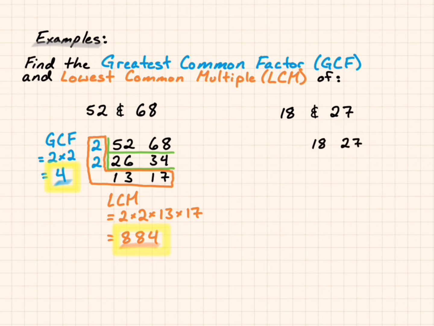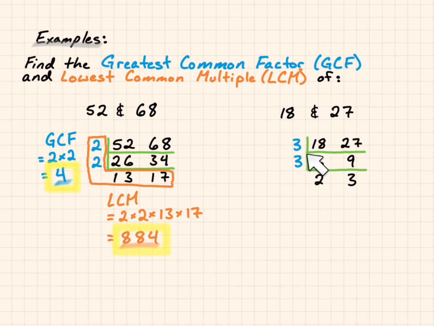My next problem is going to be 18 and 27. I put 18 and 27 next to each other. I see that I can divide both by 3. So I'm going to take 3 out, and I have 6 and 9. I can divide both 6 and 9 by 3. I get 2 and 3.